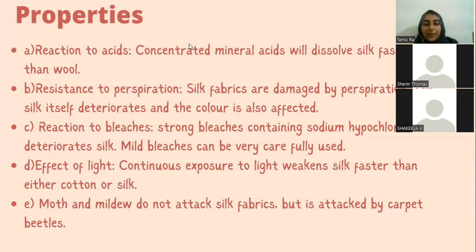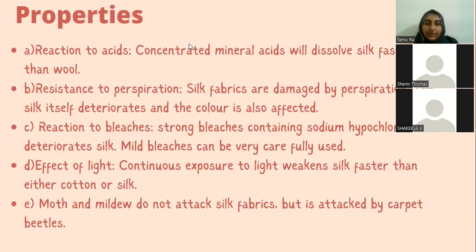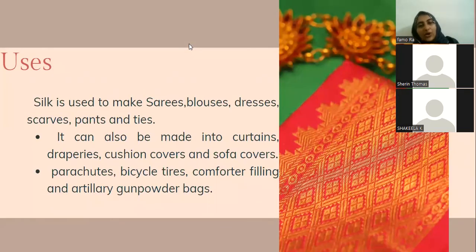Comparing the properties, the one highlighting property you need to remember is its drapability, and the shine, the luster, elasticity and resilience are all medium. And when it comes to effect of alkalis, acids, etc., the quality deteriorates. Acid, alkali, bleaches, etc., will all damage the fabric. So that is about silk. Now uses, as we all know, it is used in making saris, blouses, dresses, scarves, pants, ties, etc. It can even be used for sofa covers, cushions, etc.